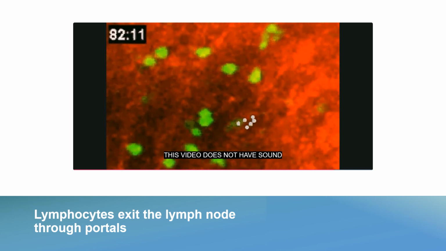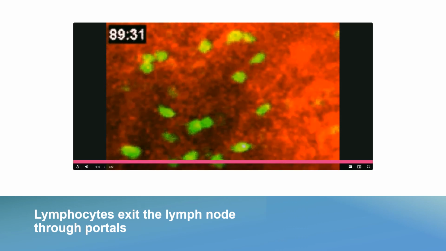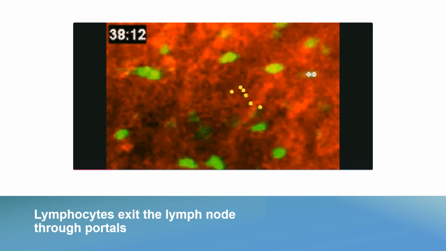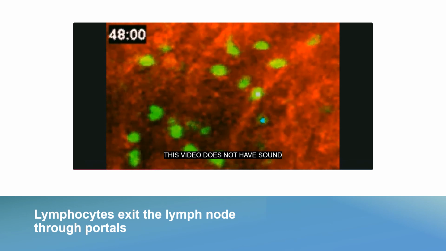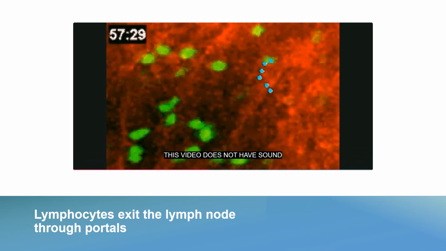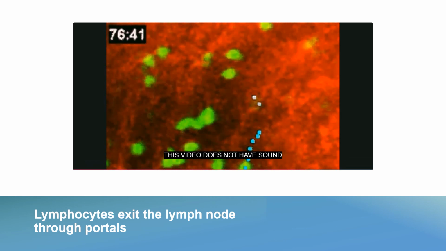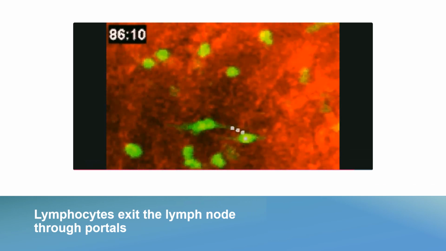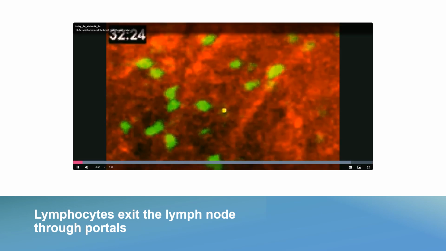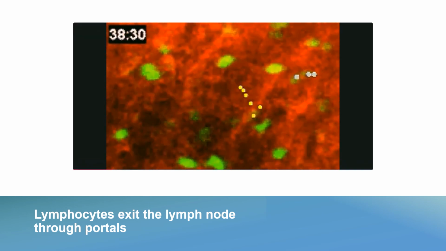They really do look like they're just swimming around in there. But they're actually following some of those. You'll notice that they're associated with that red stained stuff. That's the fibroblast reticular cell network, the FRC fibers that are present. And a lot of the cells are associated with those particular fibers.